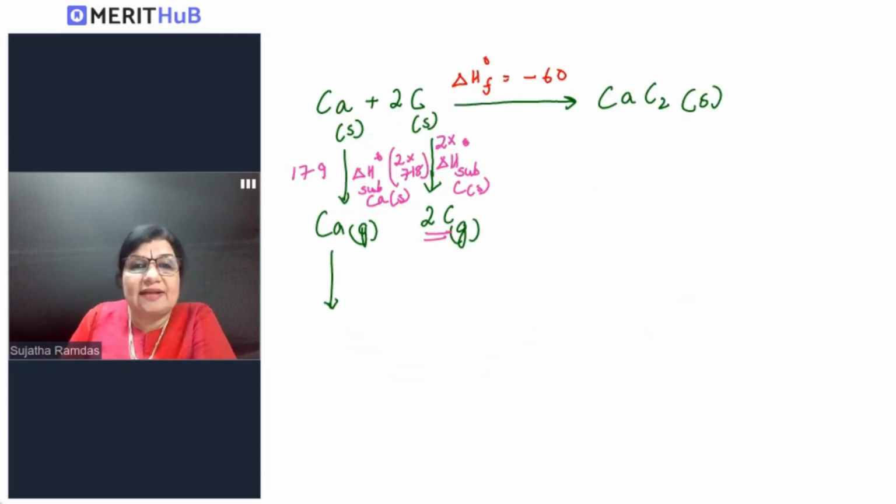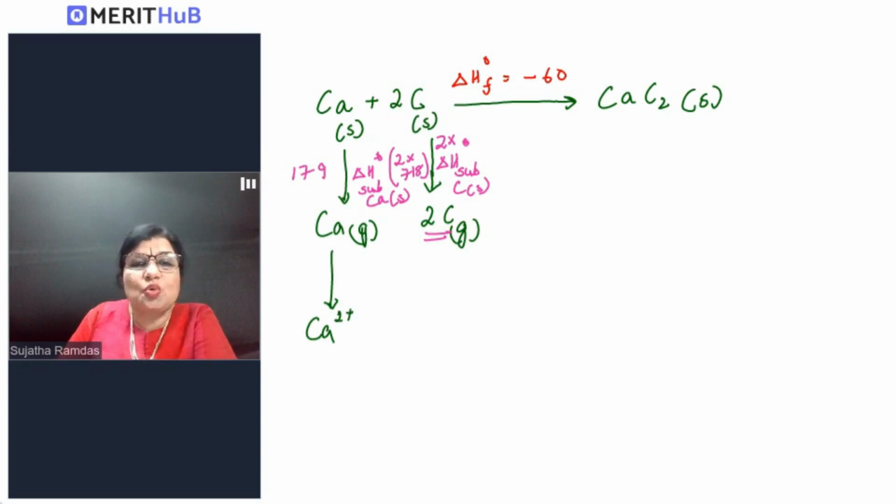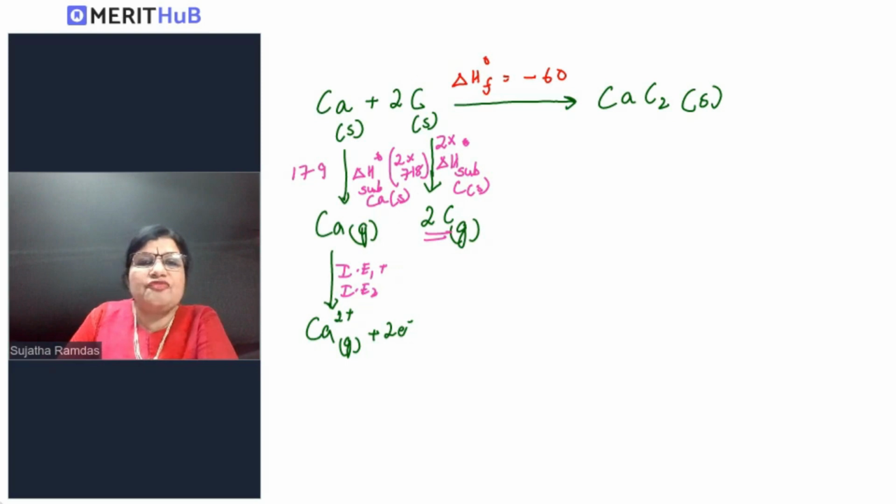Coming back to the cycle, here we will write both in one step. Ca gaseous losing 2 electrons to form Ca2+ gaseous, and this transformation corresponds to the sum of the first and the second ionization energies. What are the values? 590 and 1143.